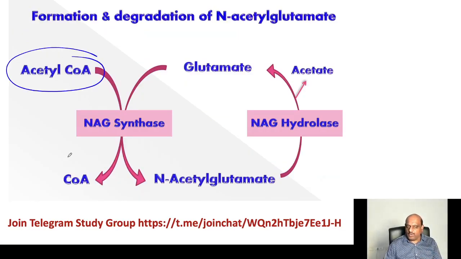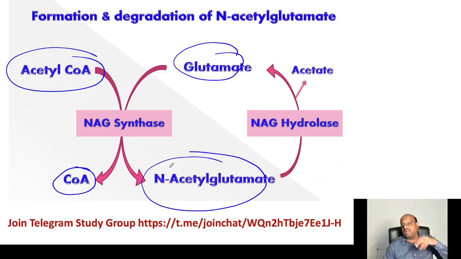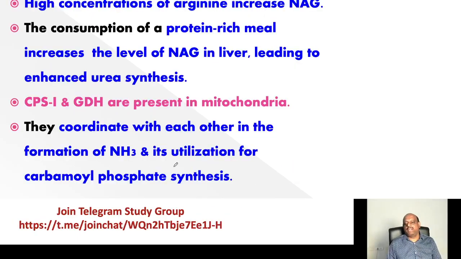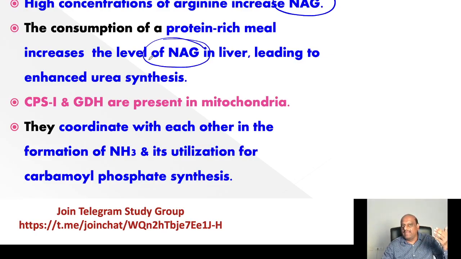So acetyl-CoA becomes CoA and glutamate becomes N-acetyl glutamate. This is what you need to remember. So any high concentration of the arginine increases the N-acetyl glutamate. Any protein-rich meal increases the level of the N-acetyl glutamate. That is the reason any high arginine or high protein diet will lead to increased urea production.